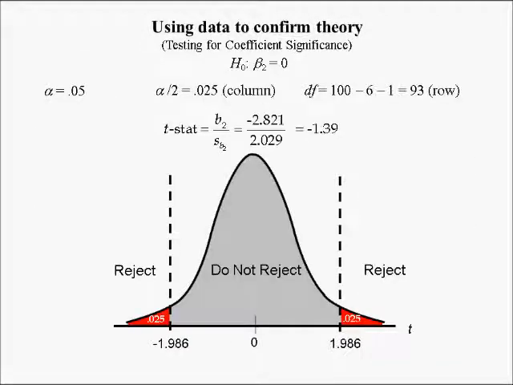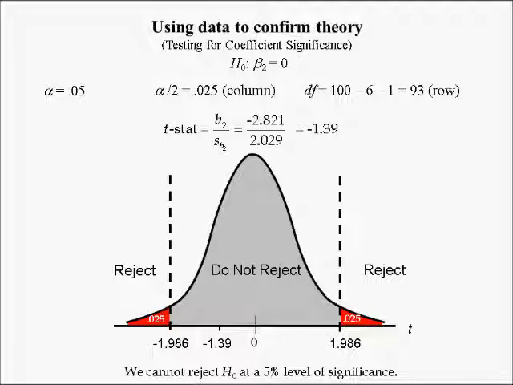So negative 1.39 is in the do not reject region, meaning the t-stat is close to 0. We conclude that beta 2 is probably 0. Hence, we cannot reject H0, the null, at a 5% level of significance, i.e. welfare reform in general does not influence the decision to work.